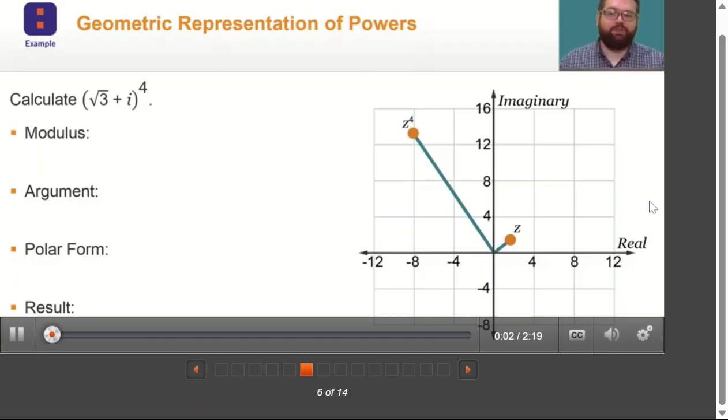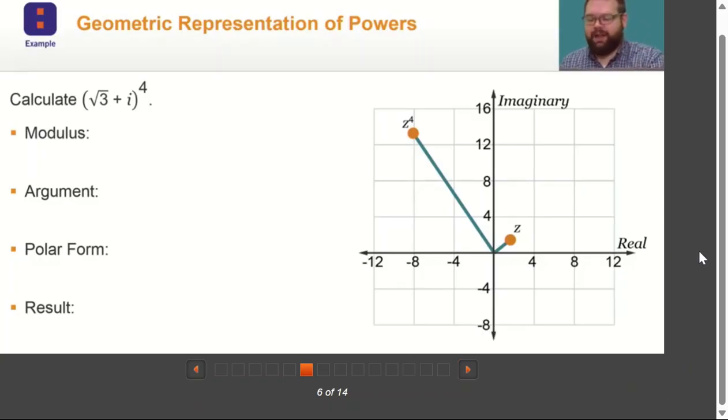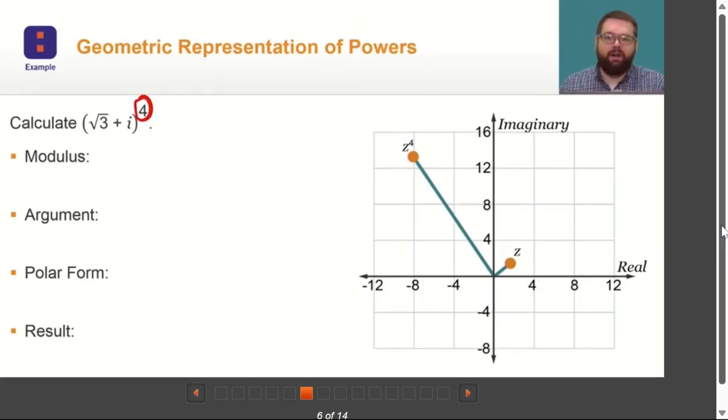Here's an example using De Moivre's theorem to find the fourth power of the complex number the square root of 3 plus i. The first step is to convert the number into polar form by calculating the modulus and argument. The modulus is equal to the square root of a squared plus b squared, which here is equal to the square root of 3 squared plus 1 squared, which equals the square root of 4, or 2.